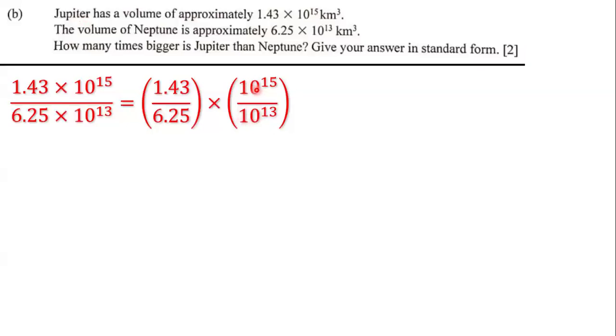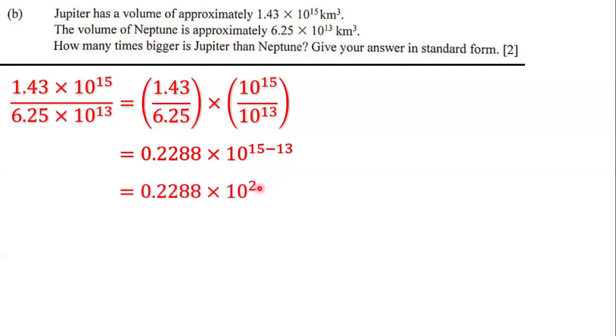Now, notice that these two terms have the same base. And whenever you're dividing two terms that have the same base, you are going to subtract the powers. And so we have 10 to the power of 15 minus 13. And we have 1.43 divided by 6.25, which gives us 0.2288. And so we have 0.2288 times 10 to the power of 15 minus 13. And 15 minus 13 is definitely 2. So we have 0.2288 multiplied by 10 to the power of 2.